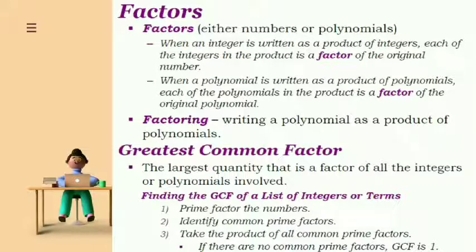First, prime factor the numbers. Next, identify common prime factors. Third, take the product of all common prime factors. If there are no common prime factors, the GCF is automatically 1.